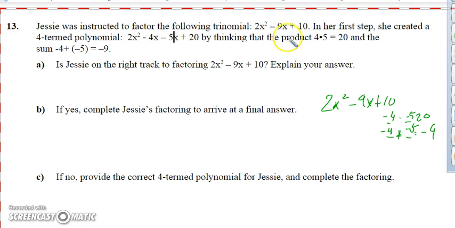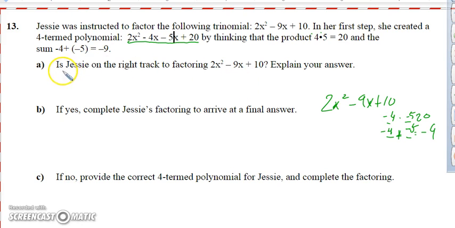Now what it's asking is, in her first step, she created a 4-term polynomial by thinking that the product of -4 and -5 equals 20, and the sum -4 plus -5 equals -9. And it's just asking, is that correct? Well, those were the factors we found. They broke the b up into -4 and -5. So then what's the next step after that?